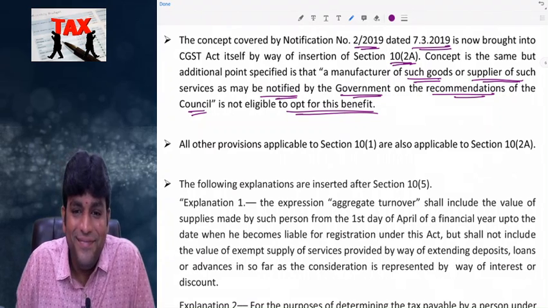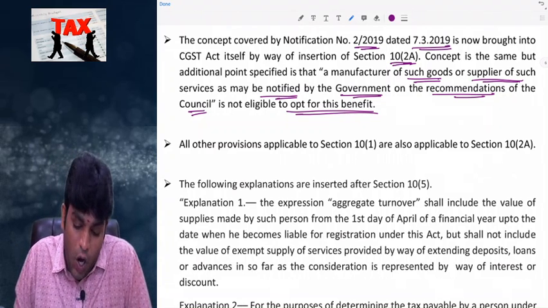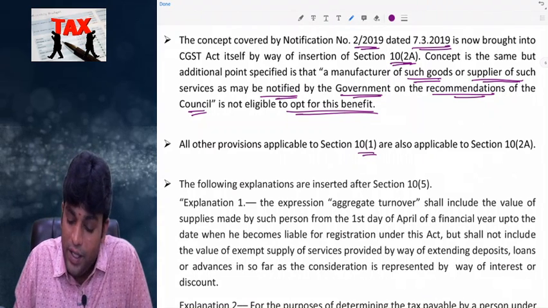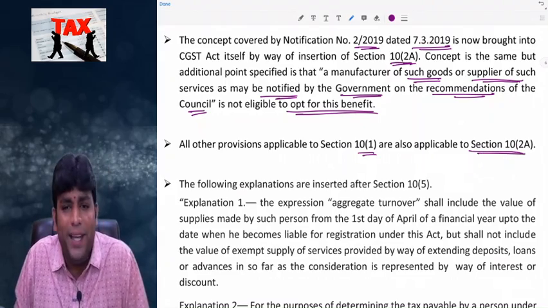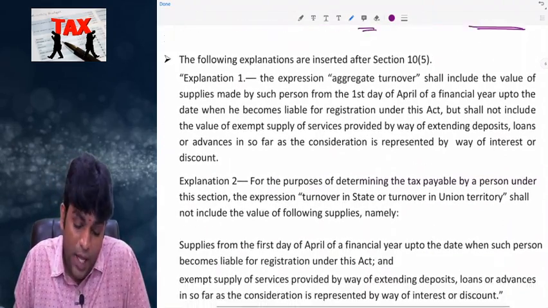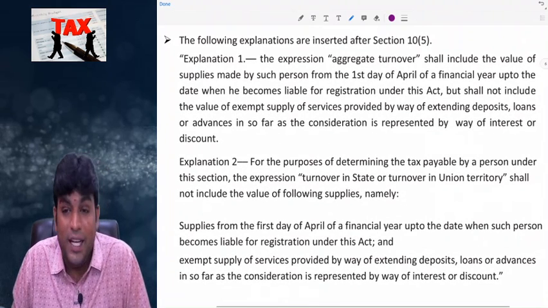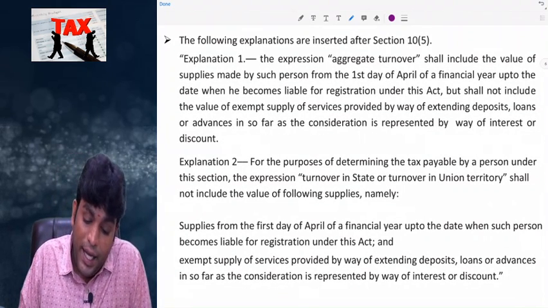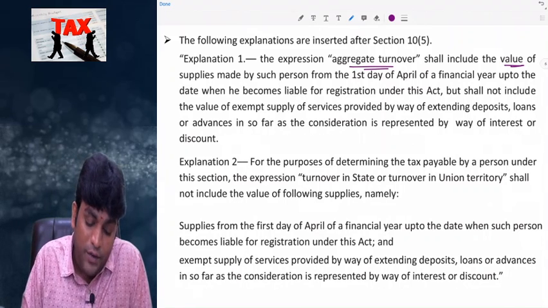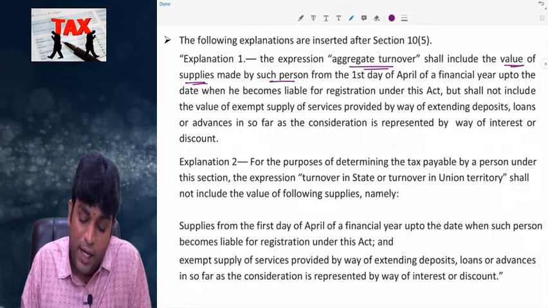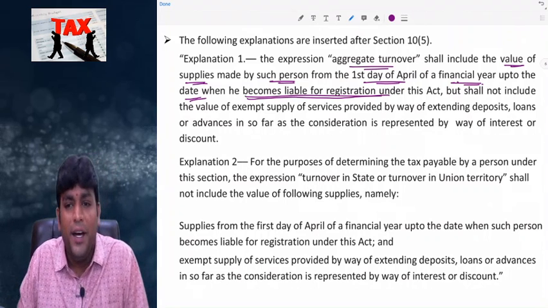Clear? Good. Next, all other provisions applicable to 10.1 are also applicable to 10.2a. Next point. The following explanations are inserted after section 10.5. What is that first one? Aggregate turnover shall include the value of supplies made by such person from the first day of April of the financial year up to the date when he becomes liable for registration.